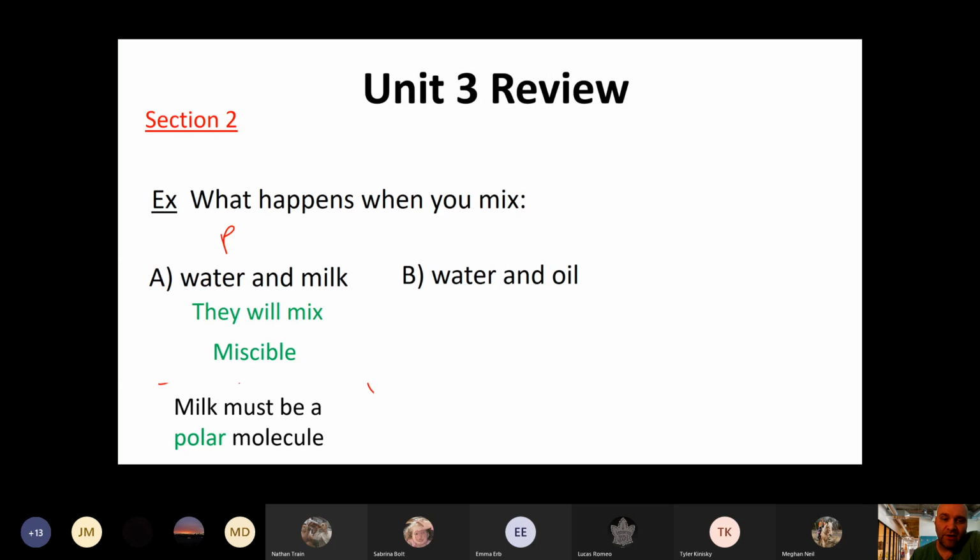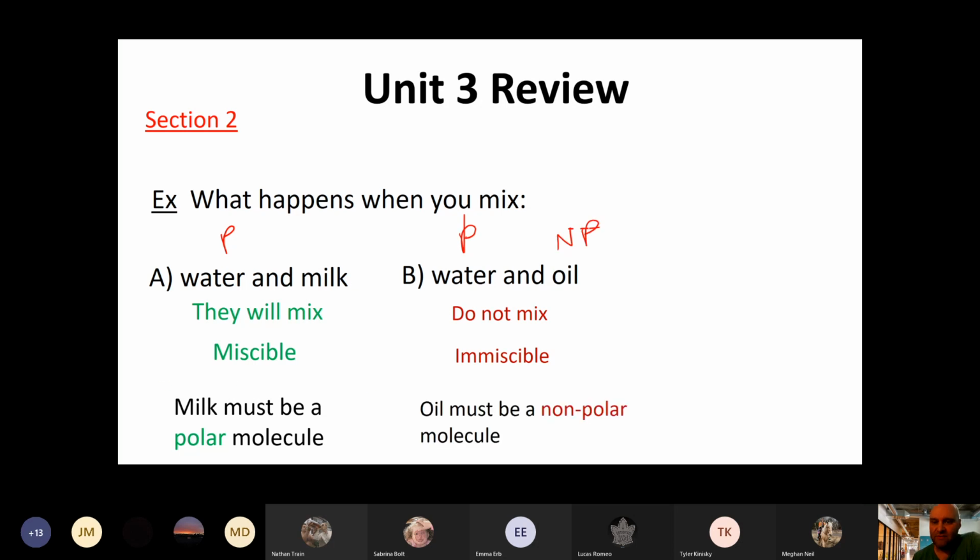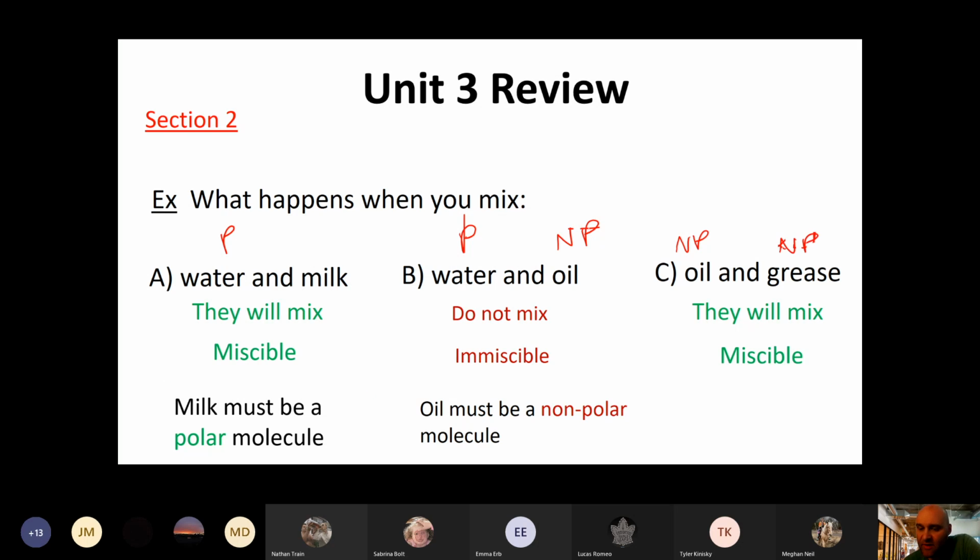Continuing on here, water and oil. You put those together, they do not mix. They are immiscible. And what we can conclude is that knowing water is polar, if they don't mix, then oil has to be nonpolar. And oil and grease. Well, you might not know what happens here, but they actually do end up mixing. They are miscible. So if oil is nonpolar and they're going to mix together, that must mean grease is also nonpolar. I don't know what's going on with that funny marker there. So grease must be nonpolar. So that's how you can use kind of your brain to figure out if things are going to mix with each other. That was section 2.